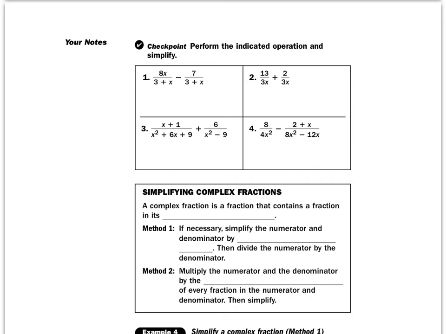On page 226, you have 4 little things to do. Go ahead and check out for a minute and do the checkpoint.